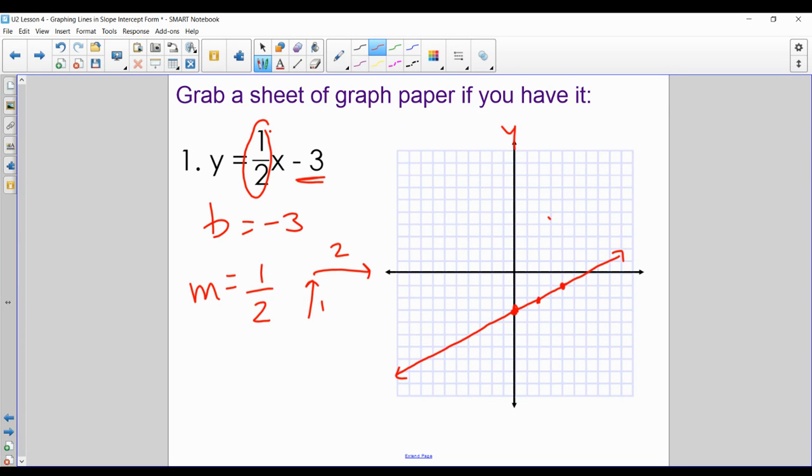Okay, so again, the 2 steps are just plot the y-intercept, the b value, on the y-axis, use the slope to get 2 more points, and then draw the line through it.